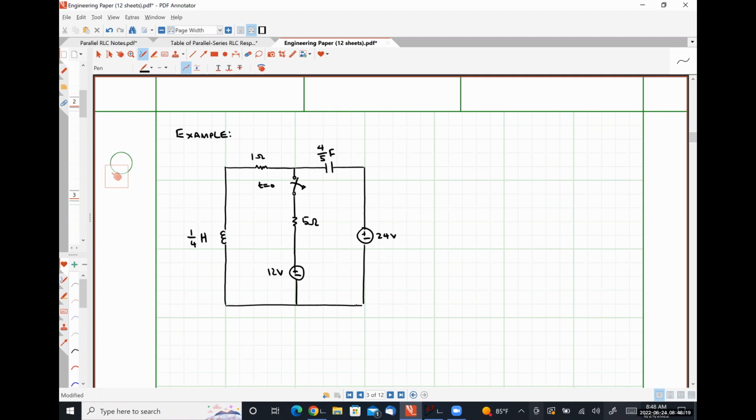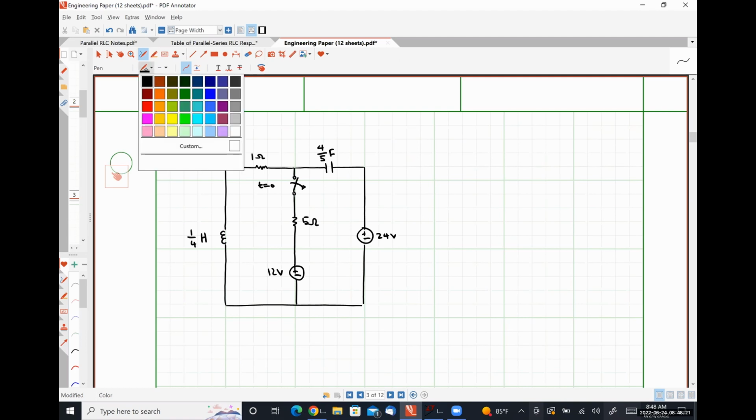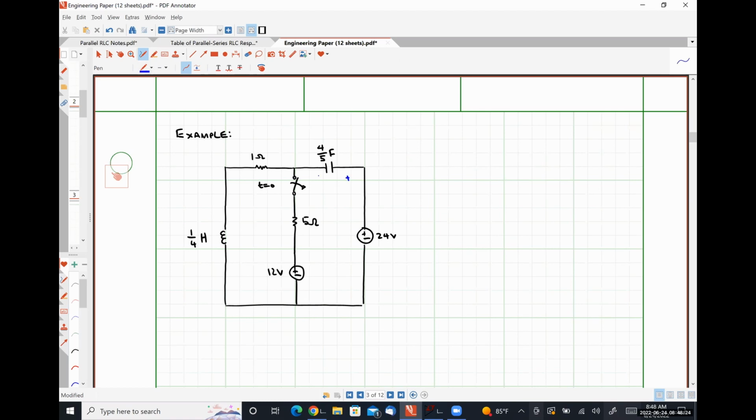Let's define some things here. Let's consider this voltage with this particular polarity to be our capacitor voltage. This voltage with this particular polarity to be our inductor voltage. And this current will be our inductor current, I of t. And during the transient condition, this current will also be flowing through the capacitor.